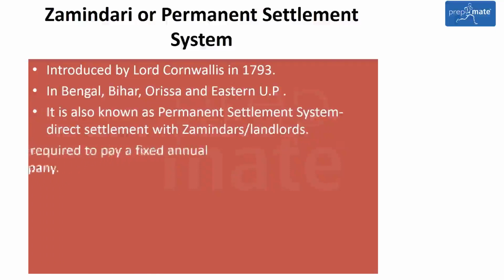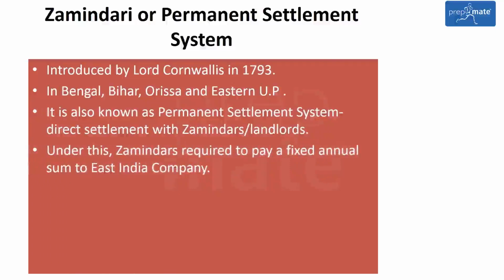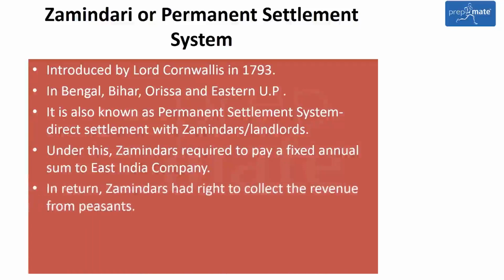Under this system, the zamindars were required to pay a fixed annual sum, that is 10/11th of the rent collected, to the East India Company, and in return they were given the right to collect revenue from peasants.